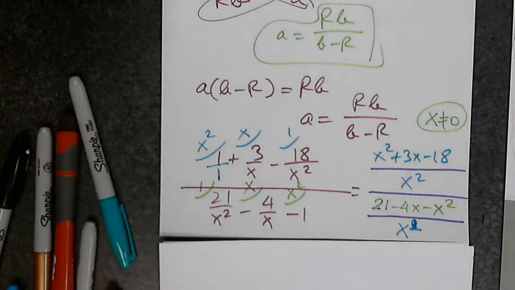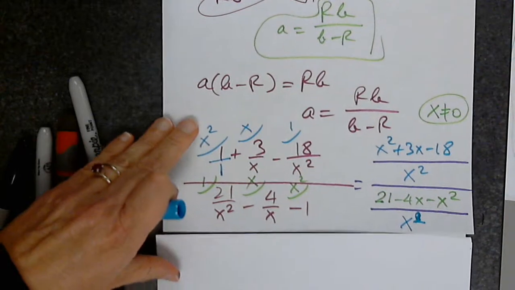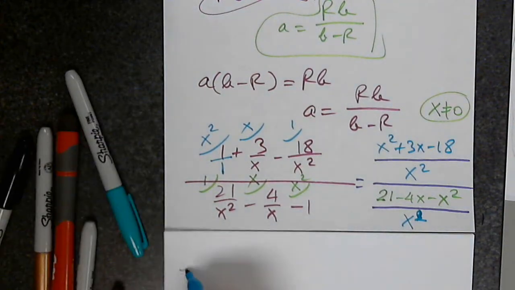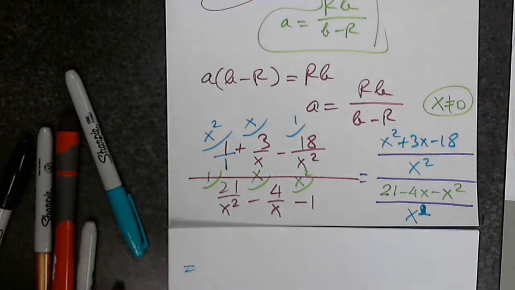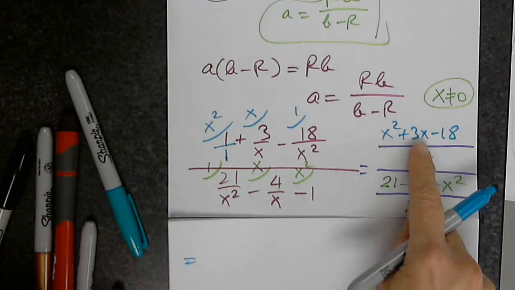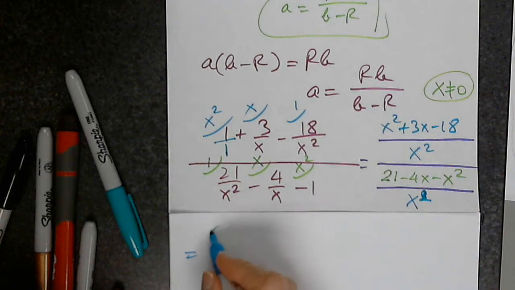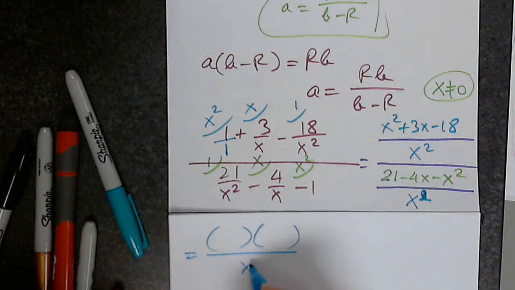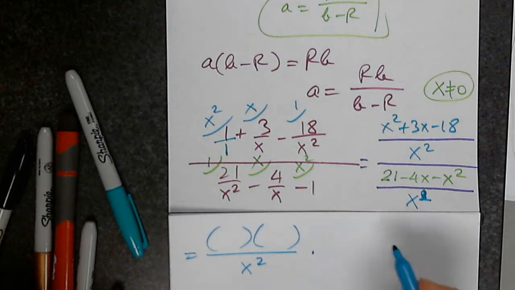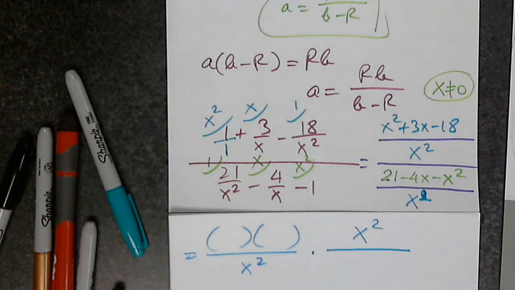Then, how do I divide 2 fractions? We know that. We review that. I keep the fraction from the top, and I would like to factor it. How do I factor the top? Over x squared times x squared over. And we'll talk about it in a minute.